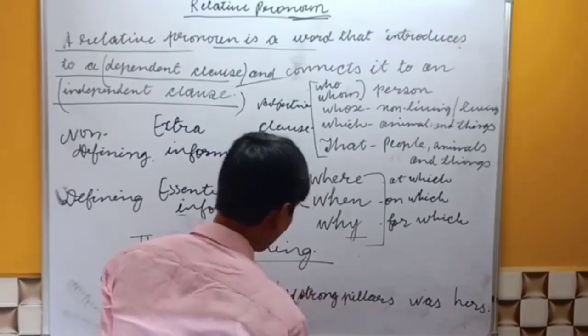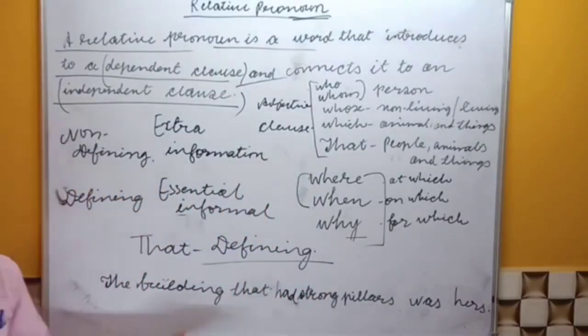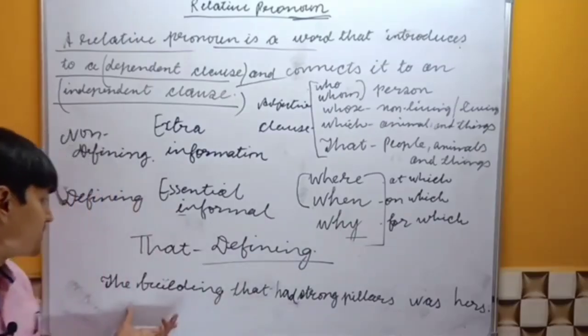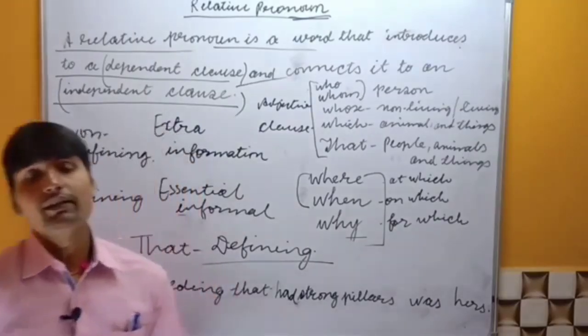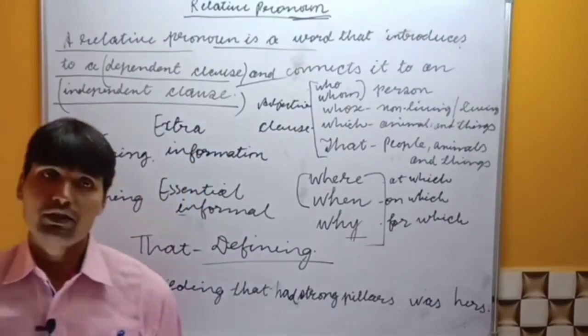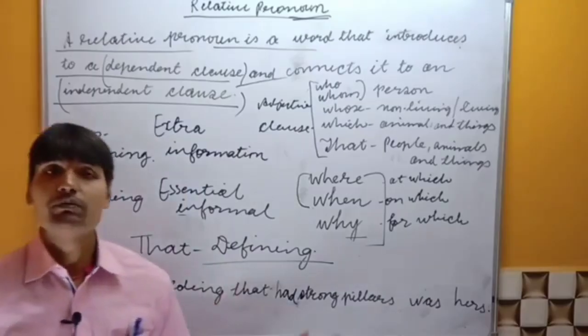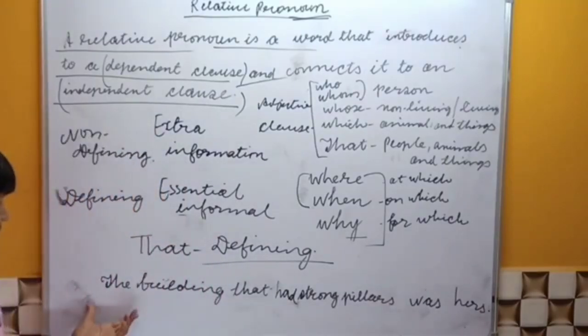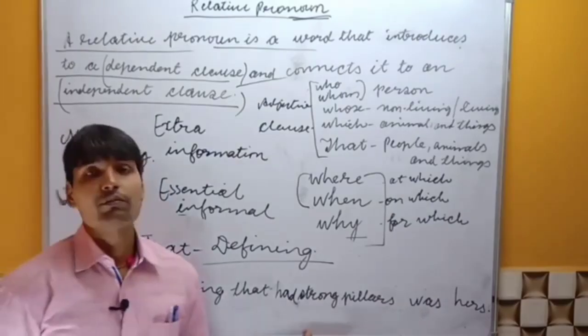Sorry, that had strong pillars. Now, why has it just changed from "has" to "had"? This is the reason: this is an independent clause. When the independent clause is in the past, then the dependent clause needs to be in the past. It's necessary, it's essential. So here you can use "the building that had strong pillars."